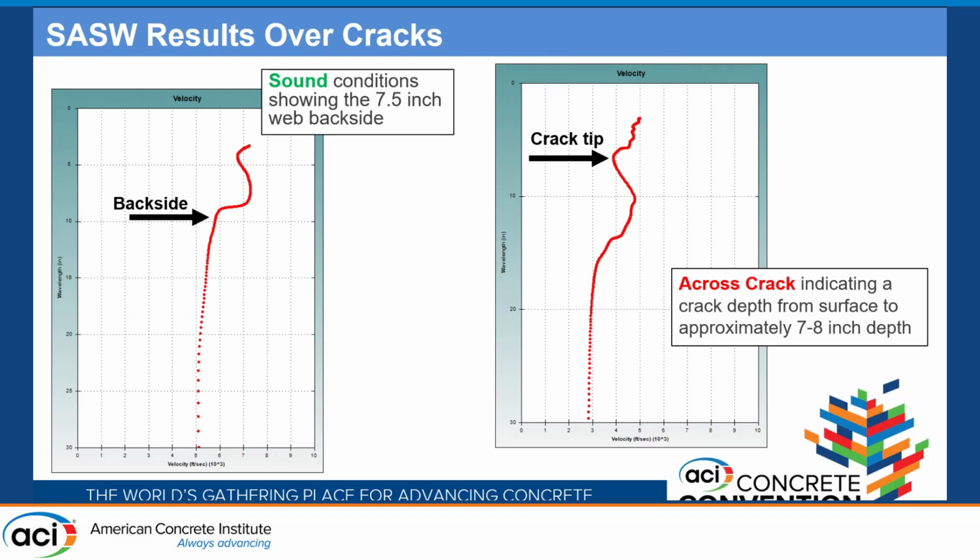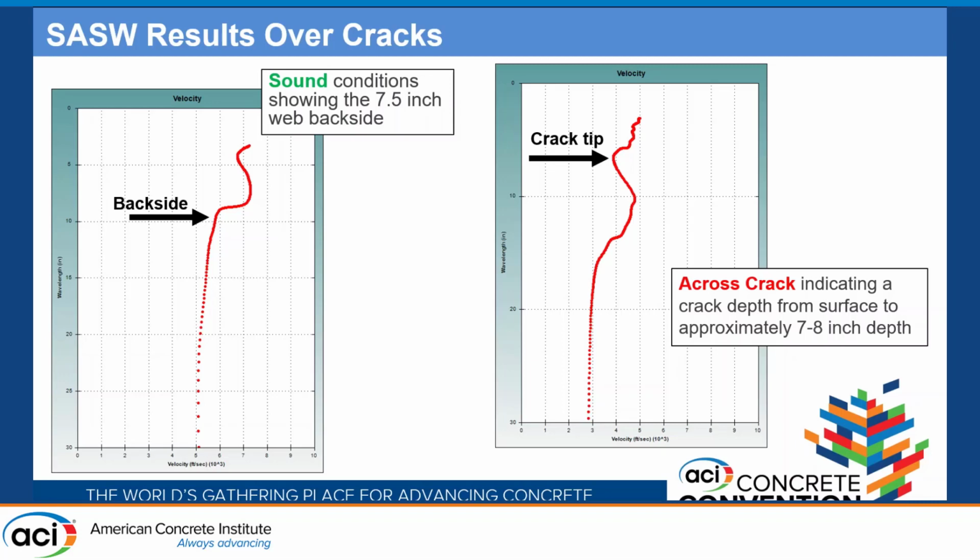So these are some of the SASW results. On the left side you can see an example dispersion curve of sound conditions, where this location was 7.5 inches thick. We can see a 7,000 feet per second velocity from 4 inches to 7.5 inches, and then a big drop in that velocity, which corresponds to the back side of that section.